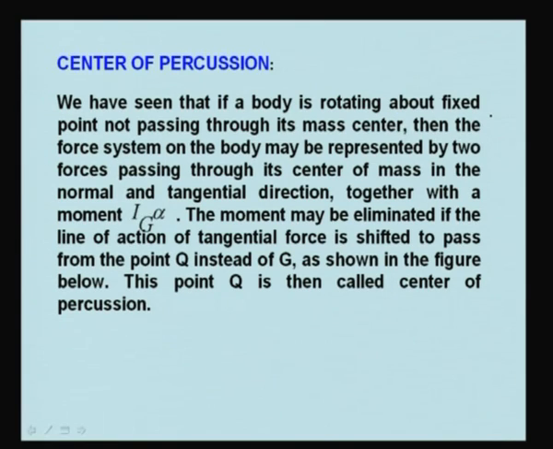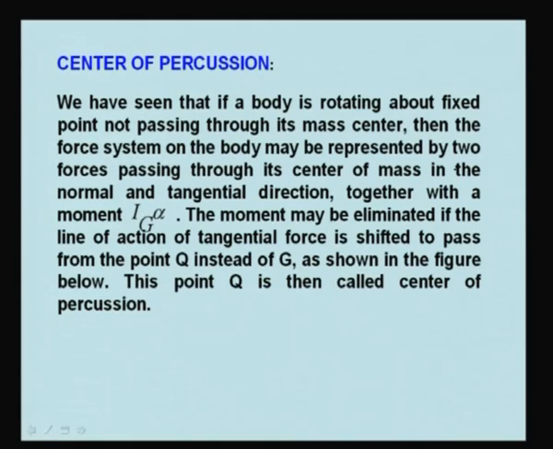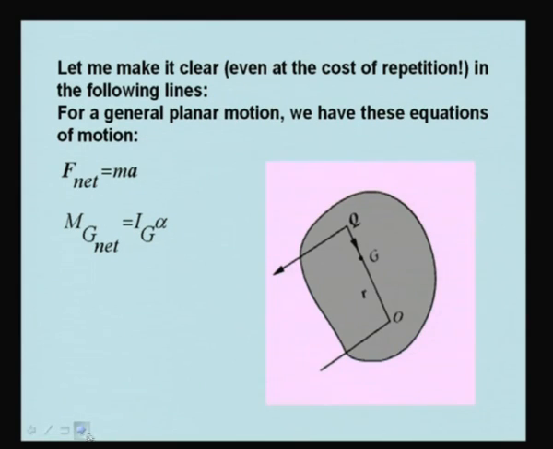The moment may be eliminated if the line of action of the tangential force is shifted to pass through the point Q instead of G. On the same line, you join O and G, and then you shift it, as shown in the figure here. This point Q is called the center of percussion. So now I have made another diagram. In this diagram the moment has been eliminated.